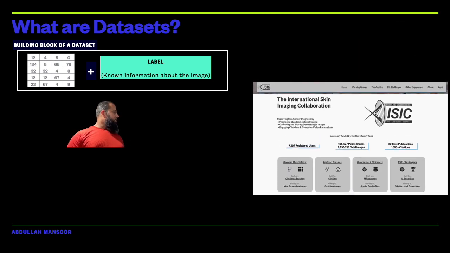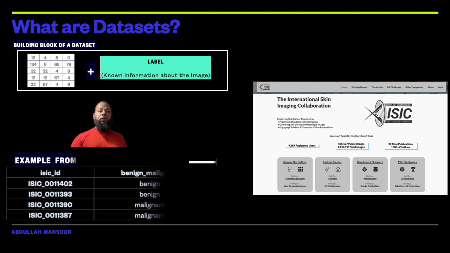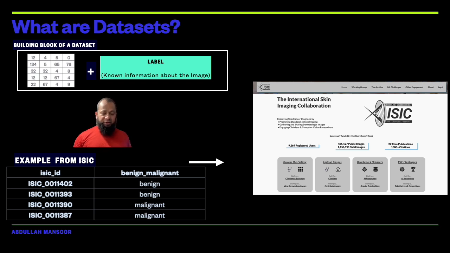The International Skin Image Collaboration. Wow, they are gathering the data sets of skin cancer diagnosis. Wow, this can be super helpful for us. Whoa, so here we're looking at an ISIC dataset example with 4 images and the diagnosis, which could be benign or malignant.